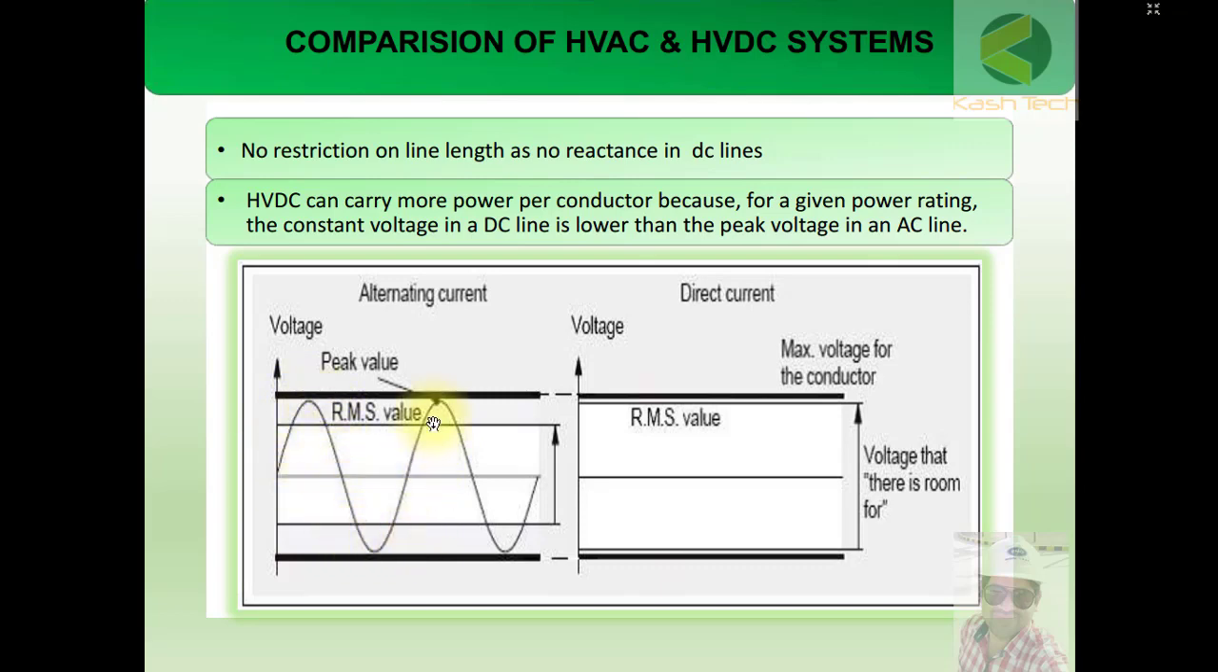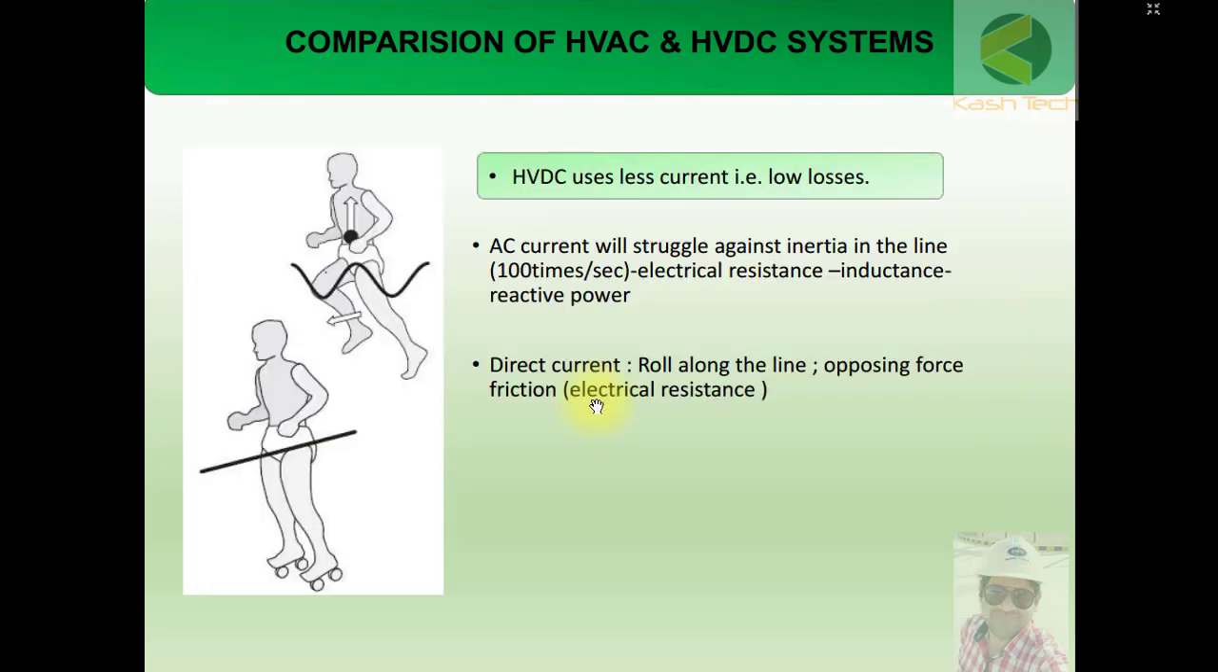So HVDC is obviously carrying more power because you can see here the sinusoidal waveform is just going from zero to peak and then peak to zero. So the RMS value of the sinusoidal waveform is less, whereas for the same voltage level, the RMS value of a DC system is high. So at the same voltage level, even more power can be transmitted. HVDC uses less current, that's why it has low losses. At the same voltages, we have seen that it is using less current, so it has less losses.